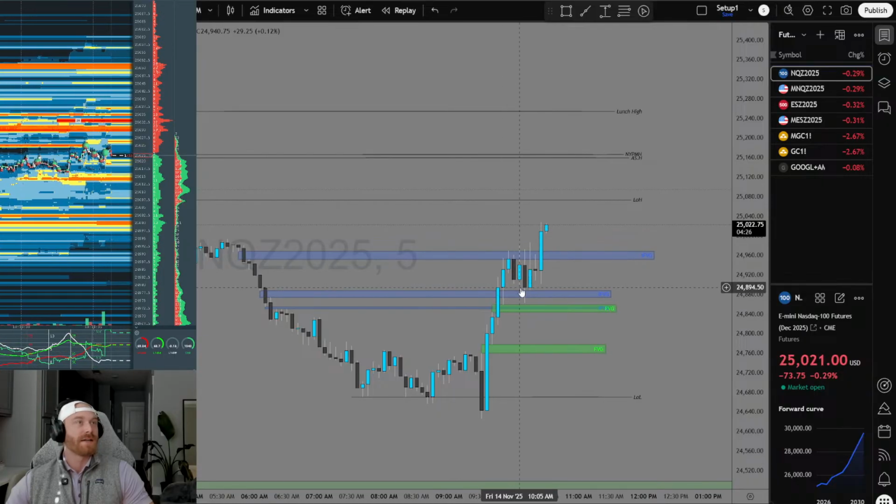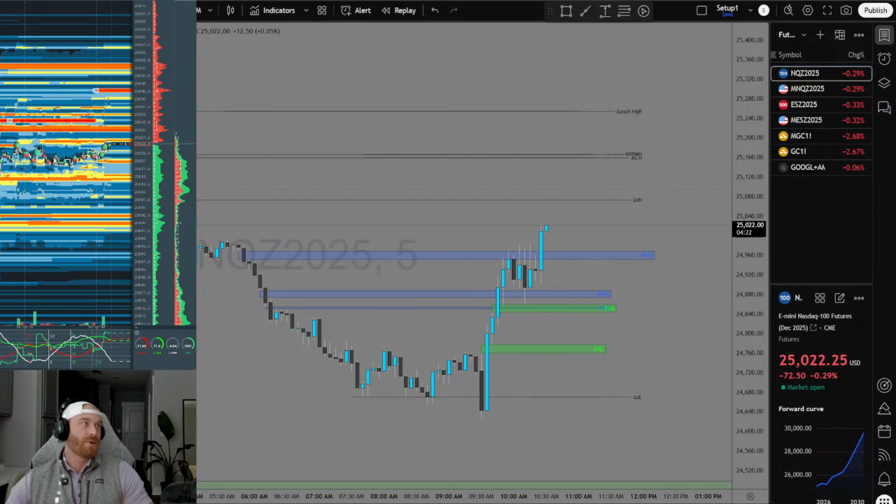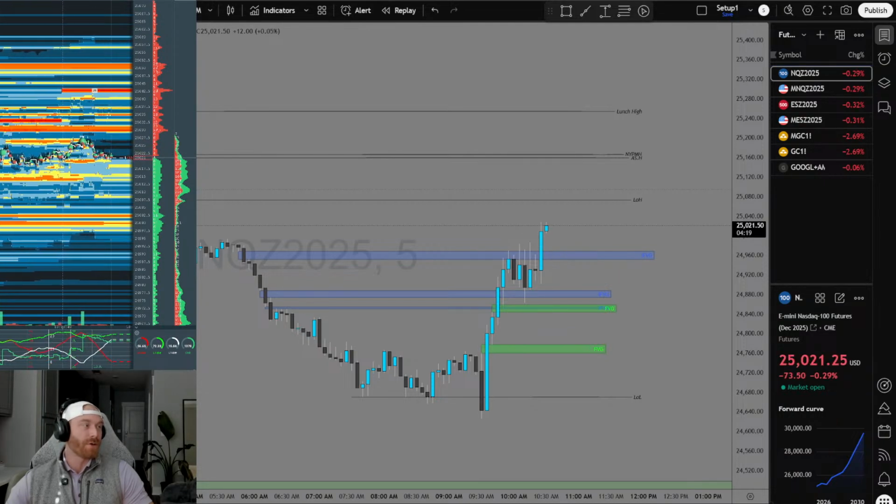What are the mountains on the right side of Bookmap? Those are orders. That's the current order book and the session range volume profile.